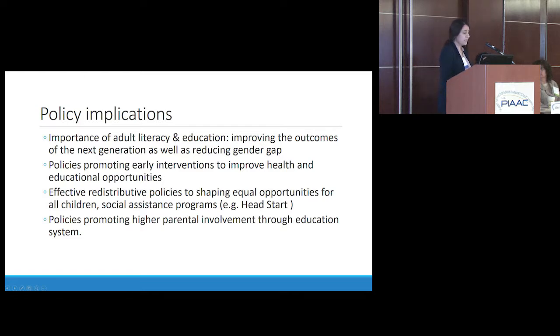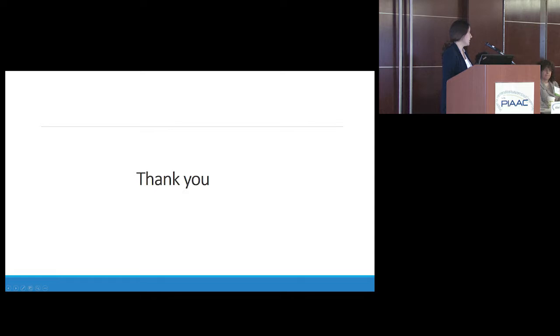And lastly, we didn't find any relationship between parental education and propensity to study STEM. But again, mixing with the literature, what we see in the literature, maybe parental education directly doesn't have impact on propensity to study STEM. But actually, literature shows policies promoting higher parental involvement through the education system can actually help in increasing propensity to study STEM and hopefully reducing the gender gap in STEM.